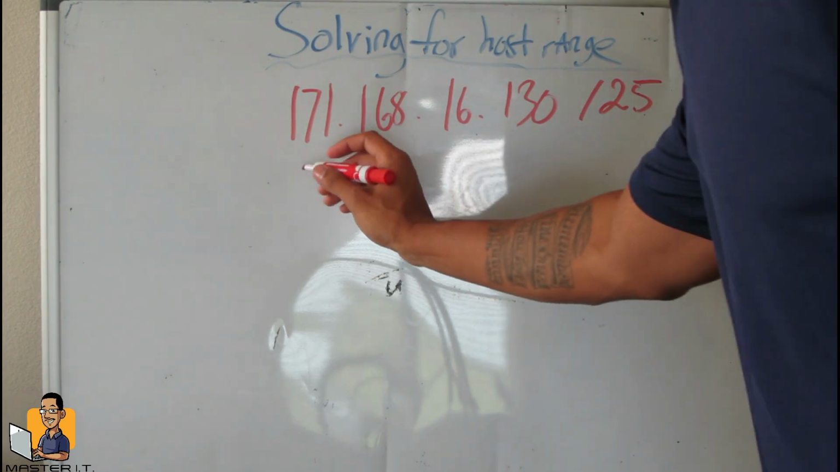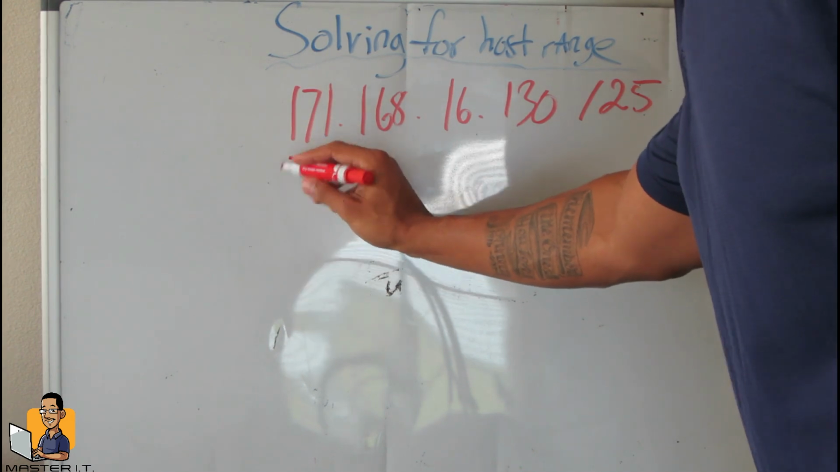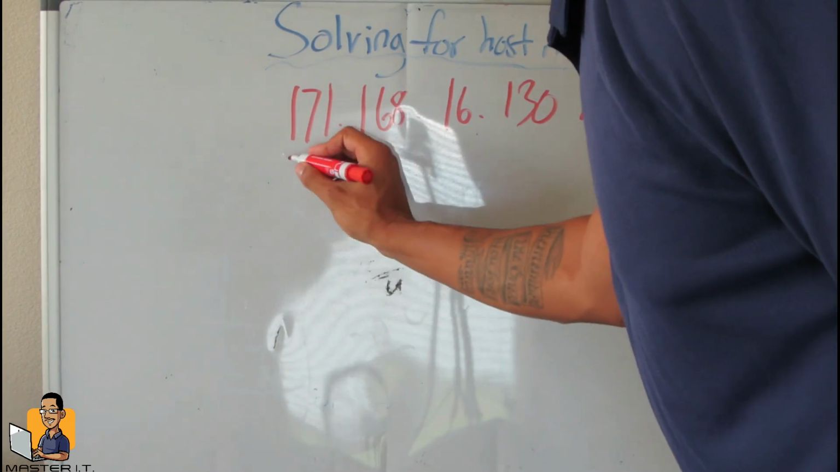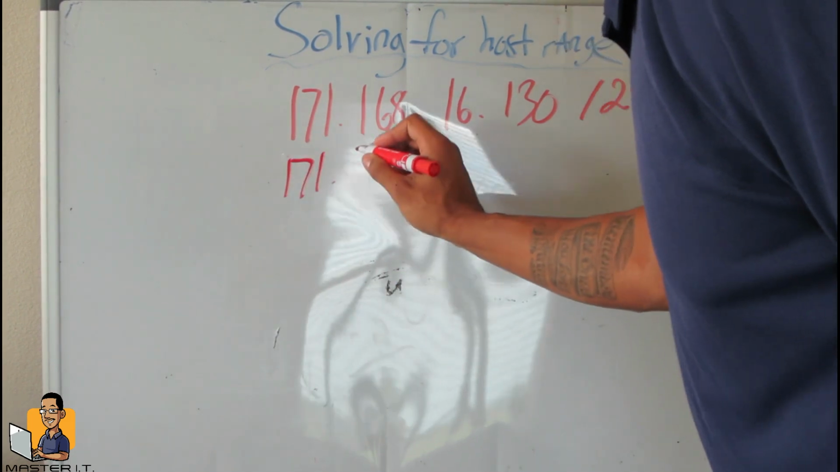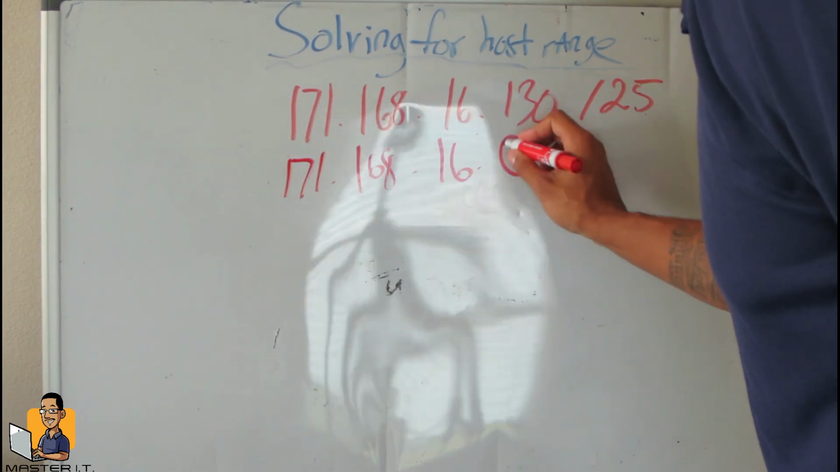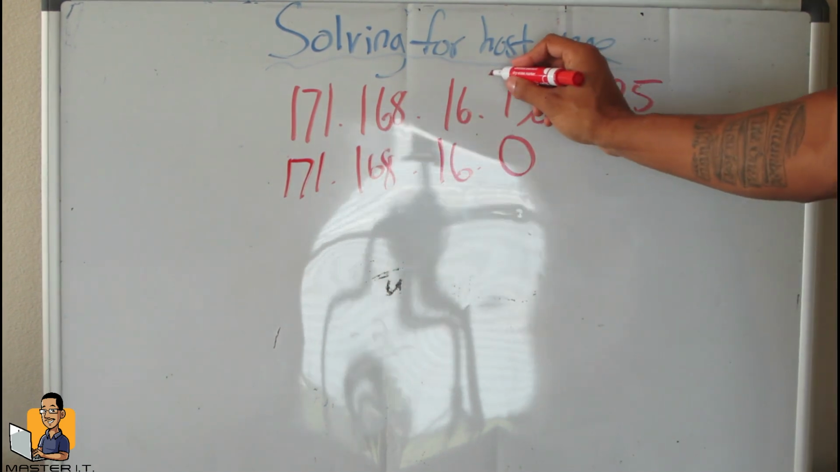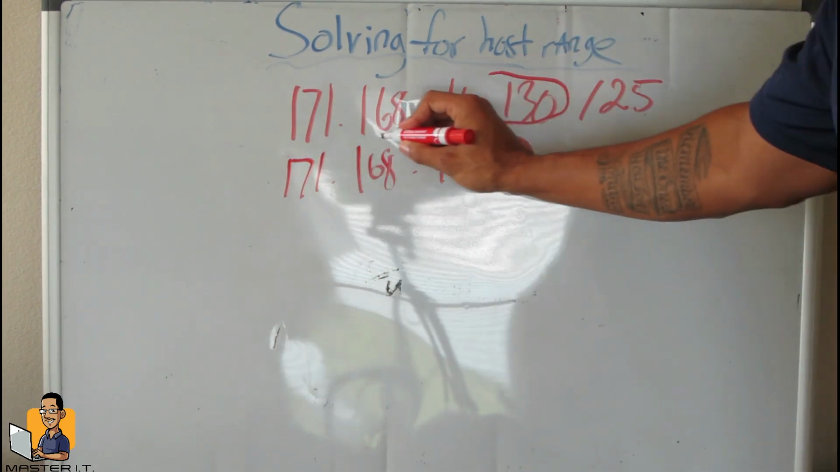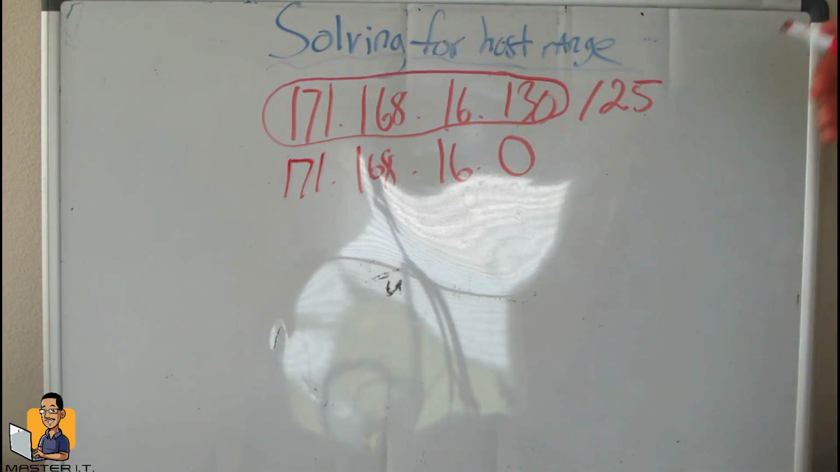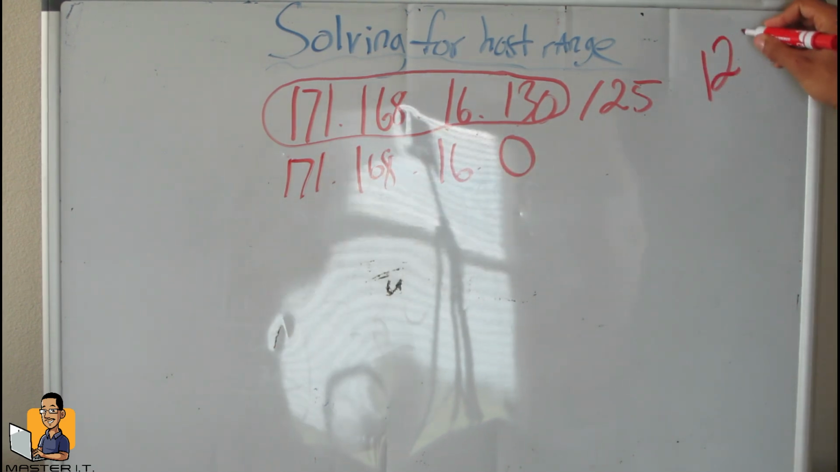Our first network is going to be 171.168.16.0. We're trying to find a network that 171.168.16.130 will fit in. It won't fit in the .0 network, all right? So we know that our increment is 128.